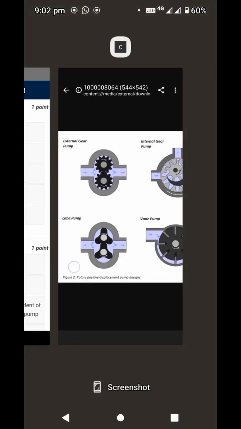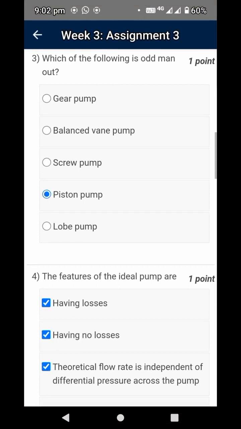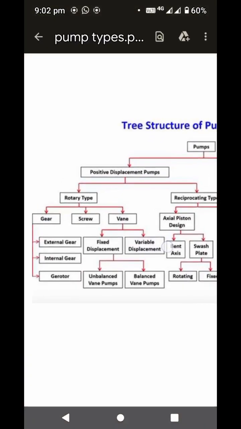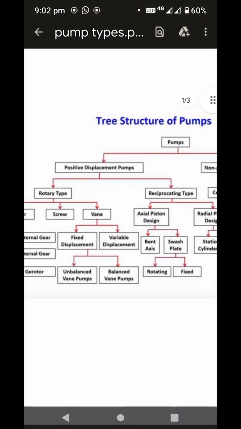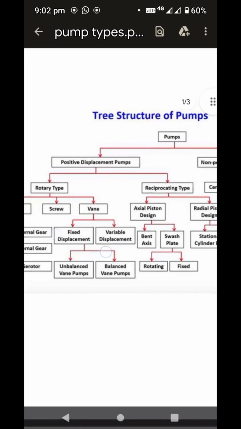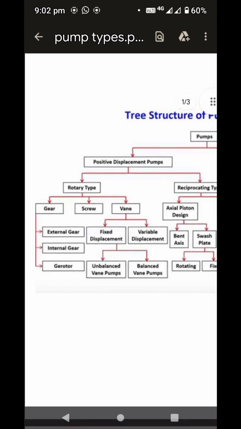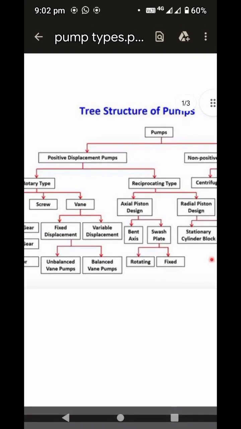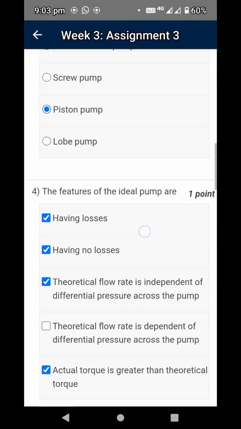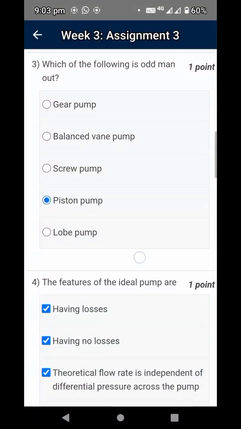Okay, so in the case of odd man out category, which one is different? Odd man means which one is different? Piston pump is the only different one. Piston pump comes under the reciprocating category, but both are positive displacement pumps. The rotary types are gear, screw, vane, and lobe pump. The reciprocating type is piston pump. So piston pump is the only different one. Okay, so option 4 is correct.